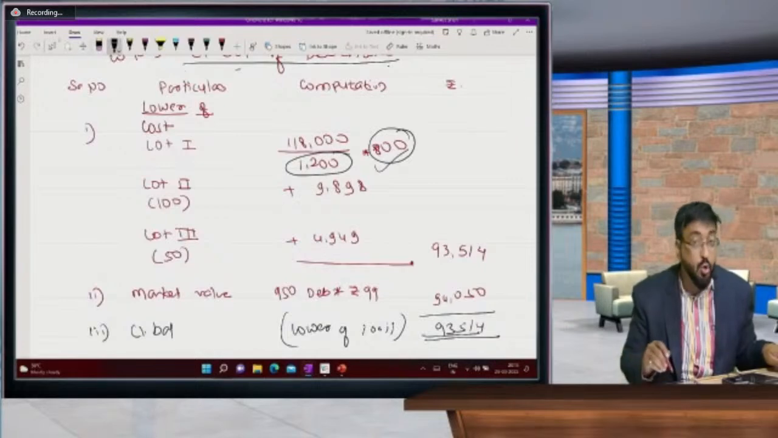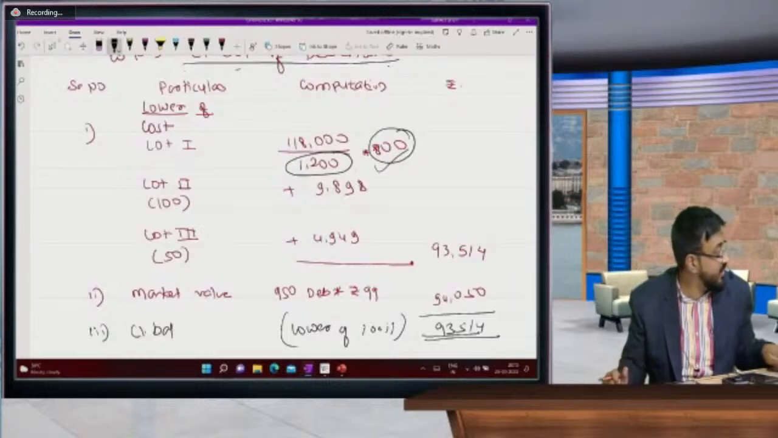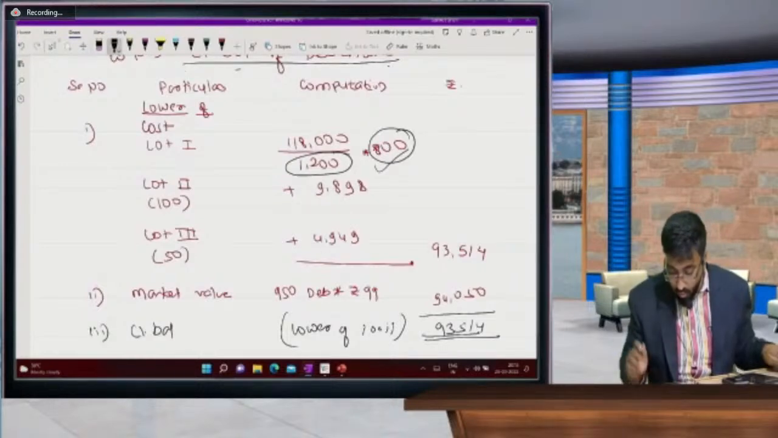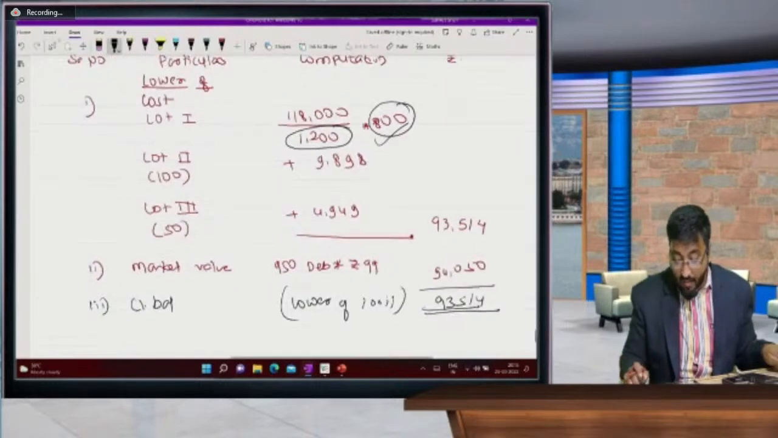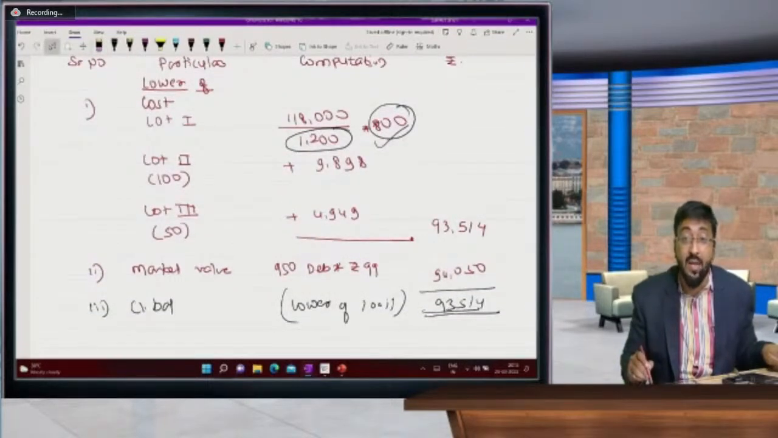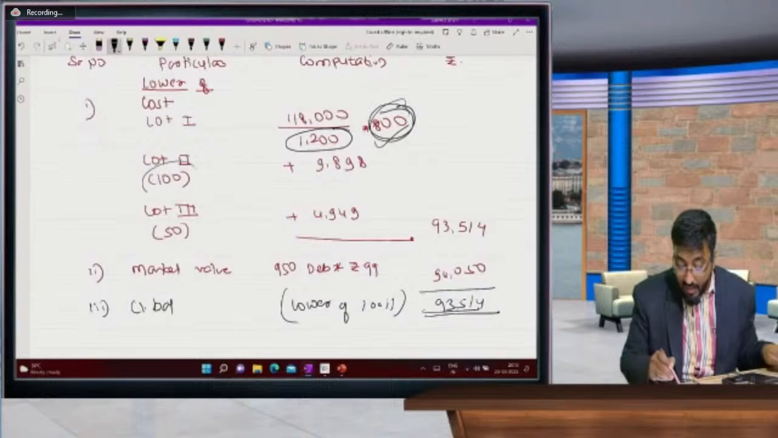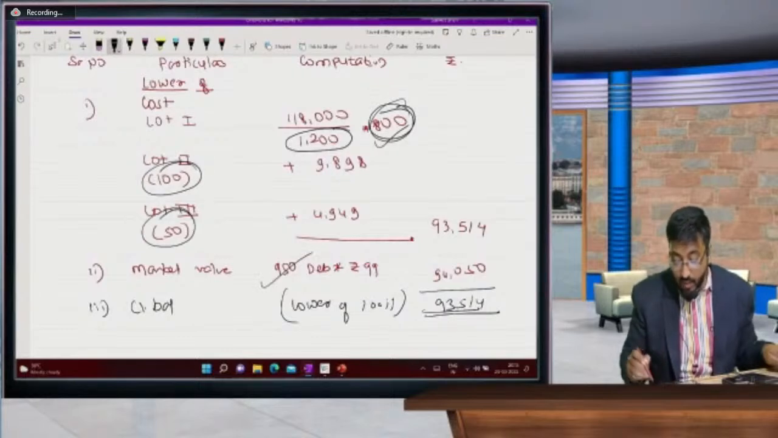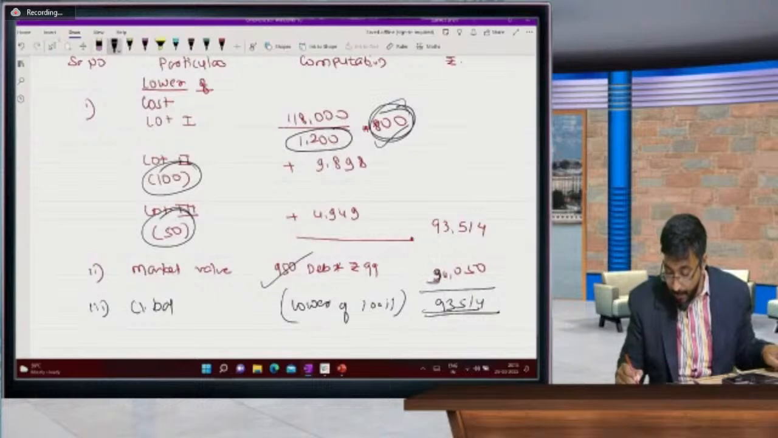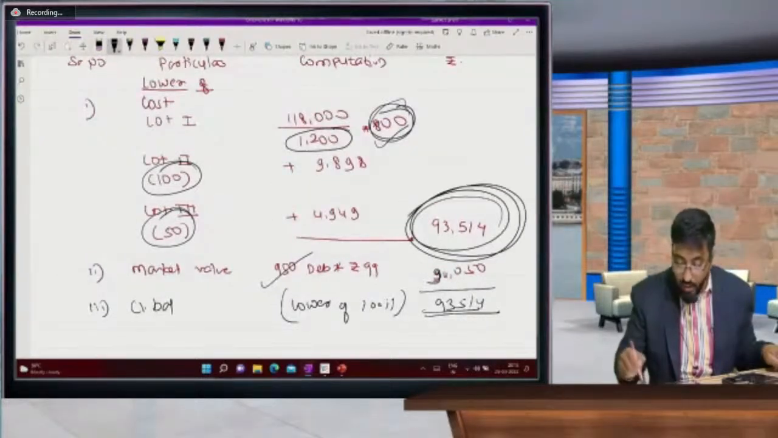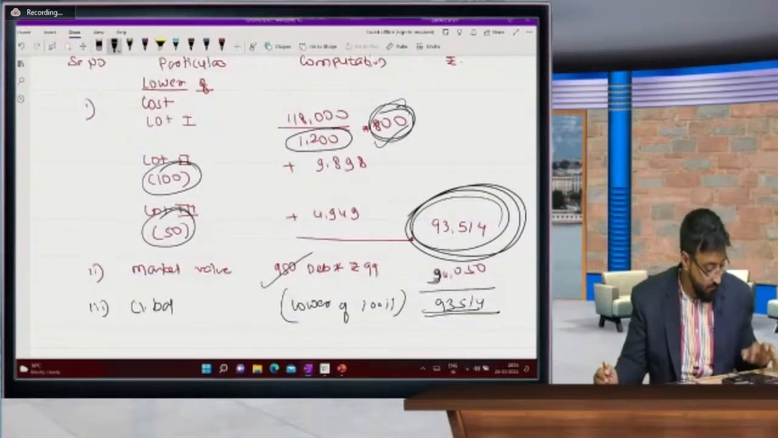Plus lot 2. Whether you sold lot 2? No. So it is as it is. Whether you sold lot 3? No. So as it is. And market value. Now you are left with 950. See, 800 plus 100 plus 50. You are left with 950 debentures and market value is 99. Whichever is lower, you are going to record. So you are going to record it at 93,514.